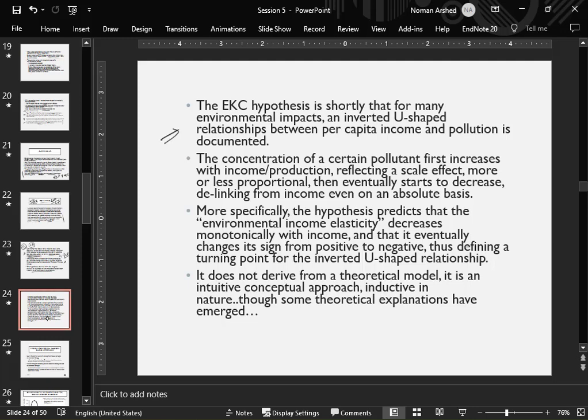So it is saying that if we have CO2 here and GDP here, this type of relationship exists. So first of all, GDP will increase CO2 and then it will fall. So the concentration of a certain pollutant first increases with the income, reflecting the scale effect. So means until it is increasing, this is called scale effect.